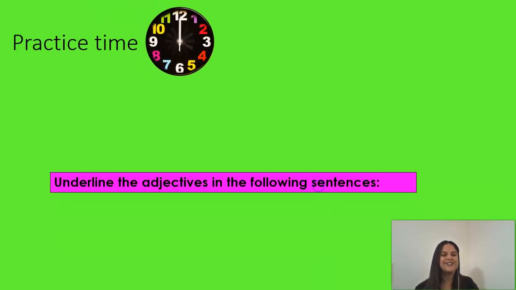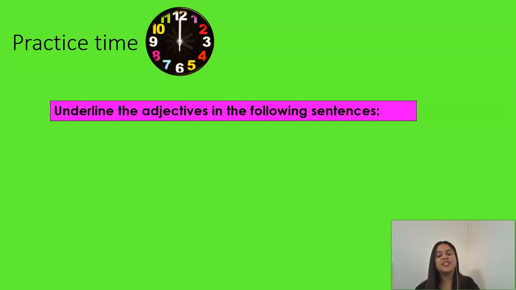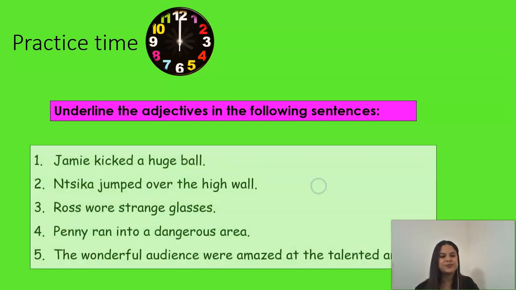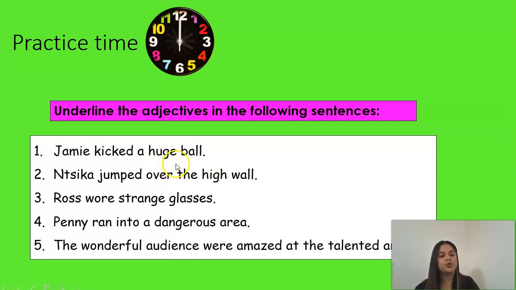Practice time. Underline the adjectives in the following sentences. Jamie kicked a huge ball. Insika jumped over the high wall. Ross wore strange glasses. Penny ran into a dangerous area. The wonderful audience were amazed at the talented artist.